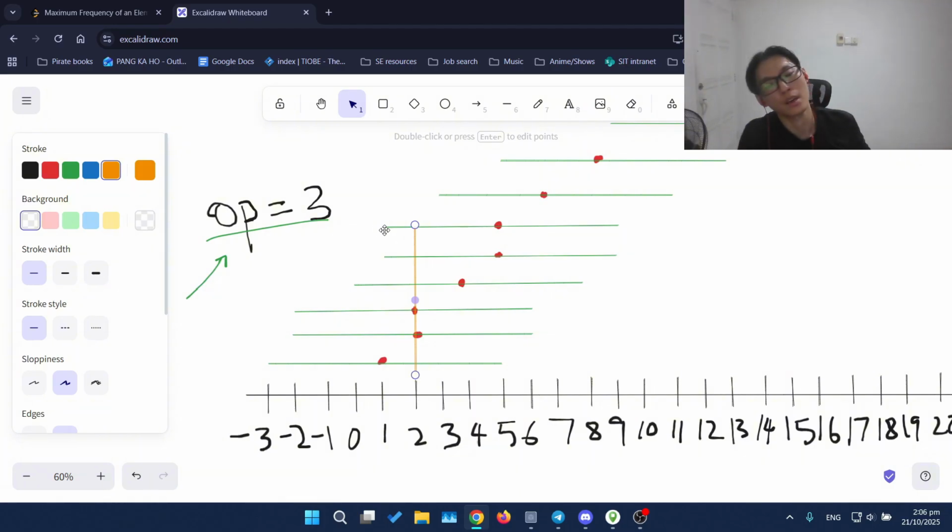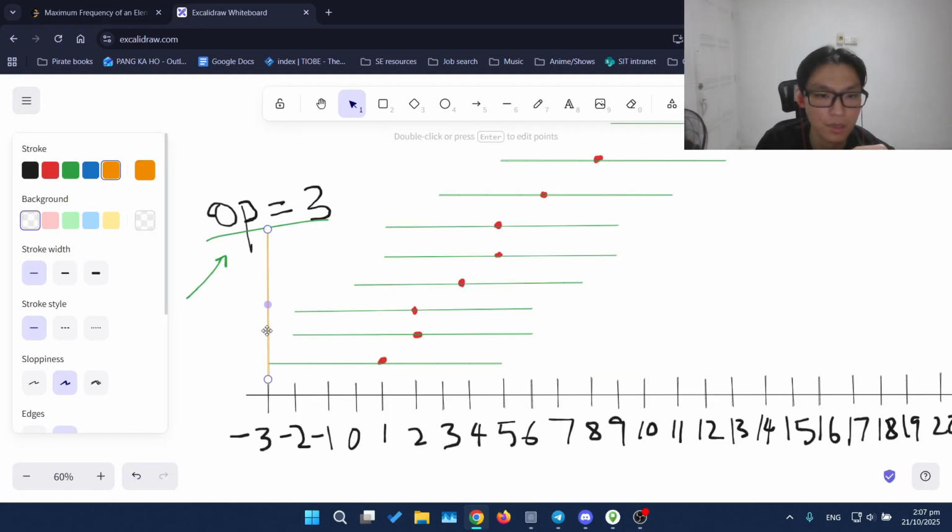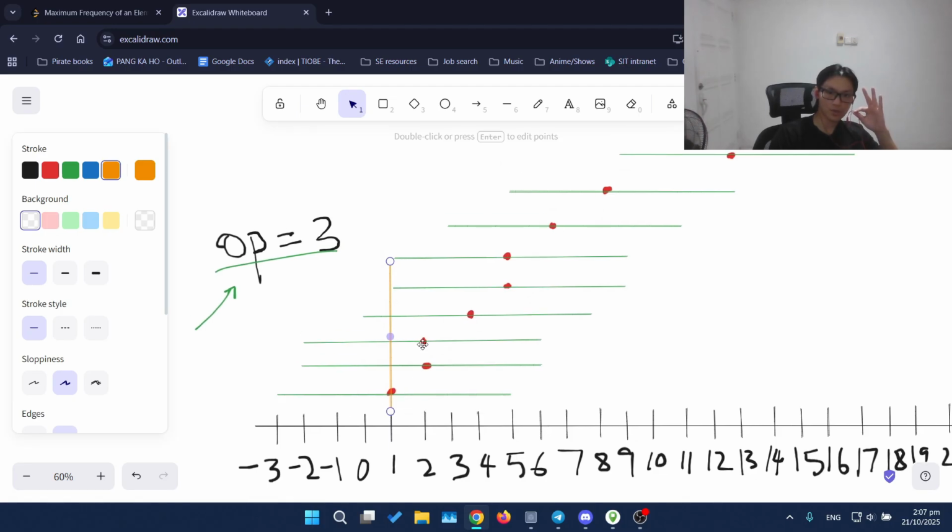If at every point, starting from the minimum number, we can ask, how many numbers can reach this number? How many numbers can reach this number? 3 numbers can reach this number by performing 3 operations. How many numbers can reach this number? So 3. How many numbers can reach this number? 3. Okay, now here is another thing. How many numbers can reach 1? 1 can reach 1. And so can 1, 2, 3, 4, 5 other numbers, right?